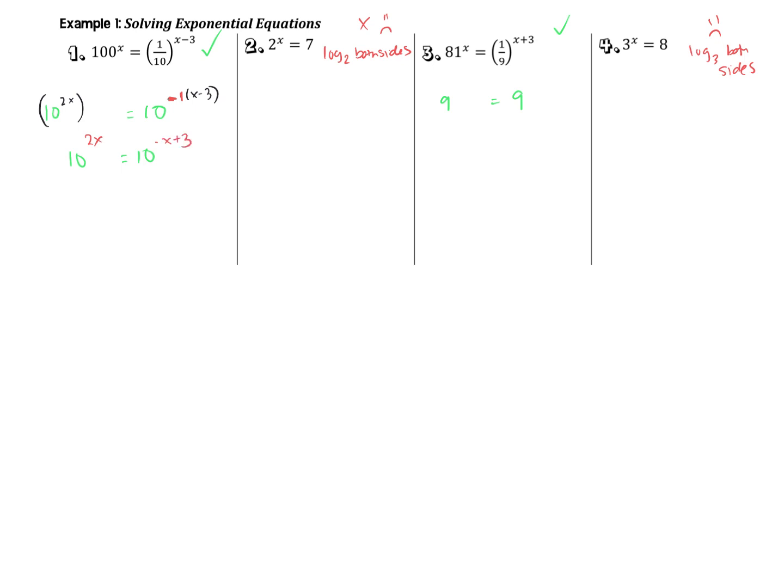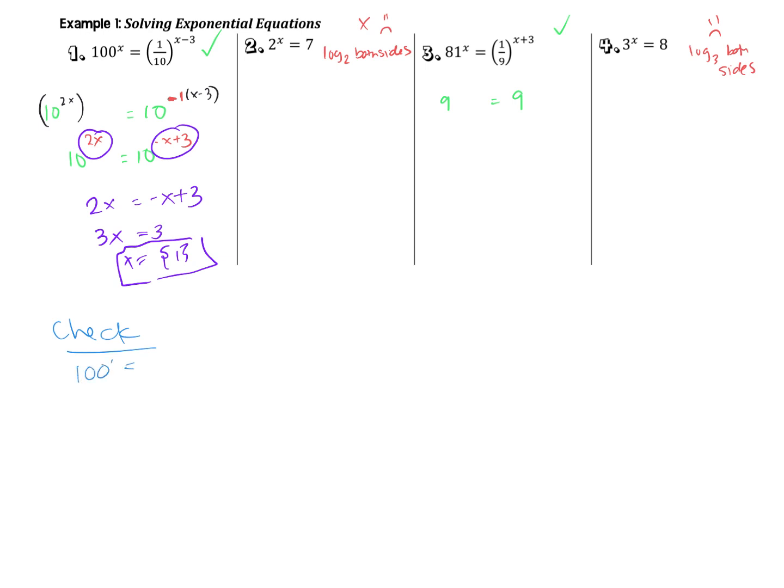Now the bases are the same, so we can set the exponents equal to each other, or you could think about that as taking log base 10 of both sides, which will bring those exponents down. And now we can solve. I'm going to add x to both sides. I'm going to divide by 3, so I get that x is equal to 1. I can check that this works just for my own understanding. 100 to the first power should equal 1/10 to the negative second power. And that's true. 100 is going to equal 100.